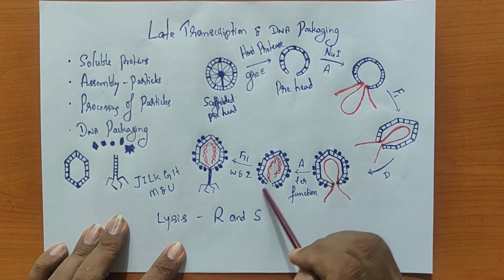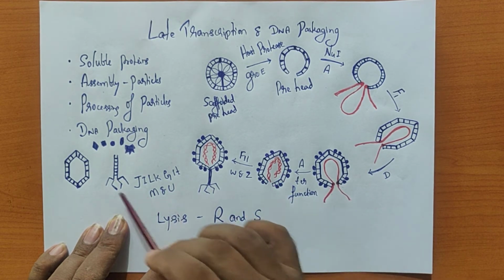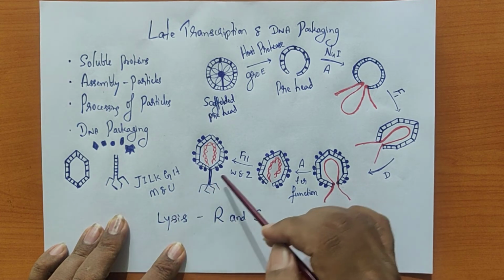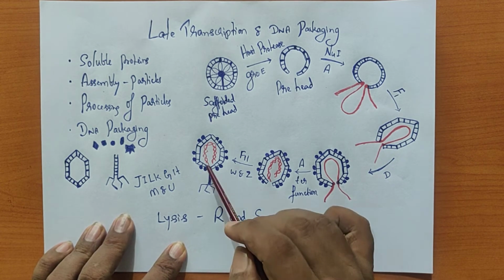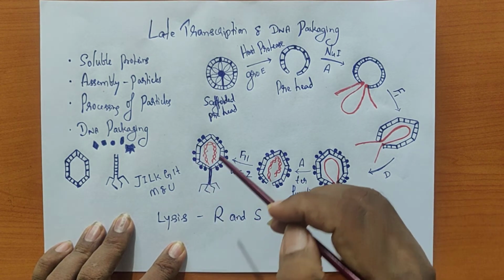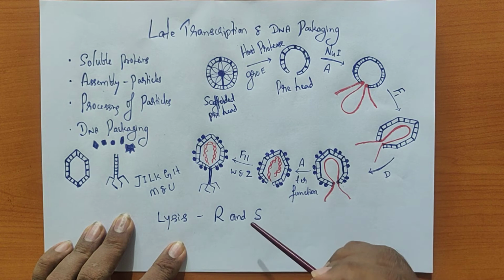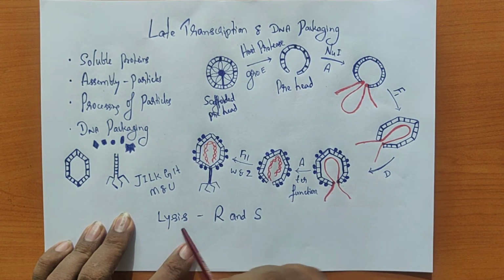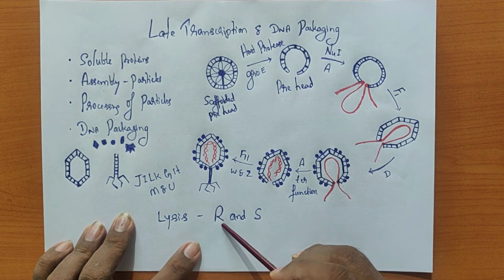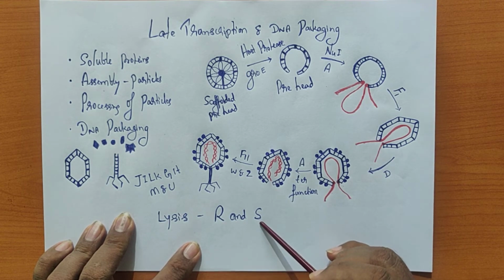Then the packaged DNA is going to be cleaved. Then the tail is going to be synthesized separately and the whole particle is going to be assembled. So now once the number of particles increases within the host system, the last step is going to be the lysis. Now the lysis is carried out by the genes R as well as S in fact.